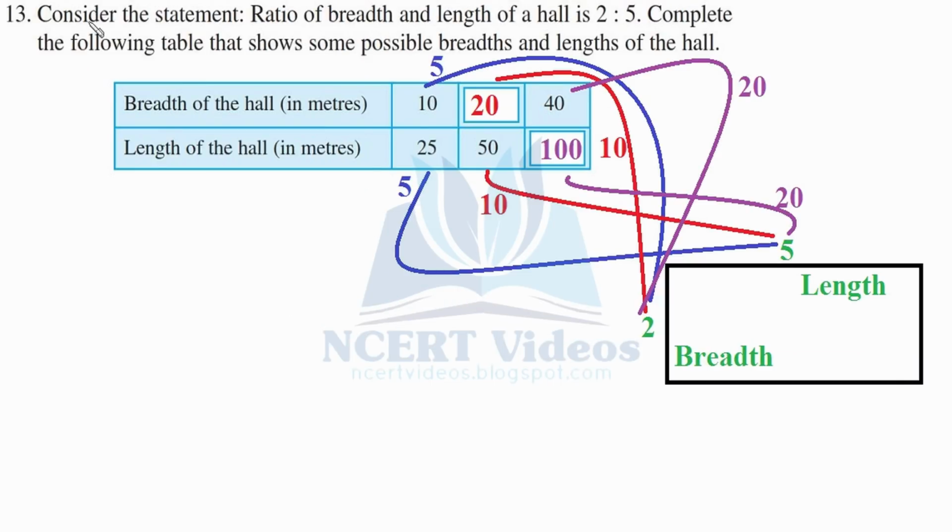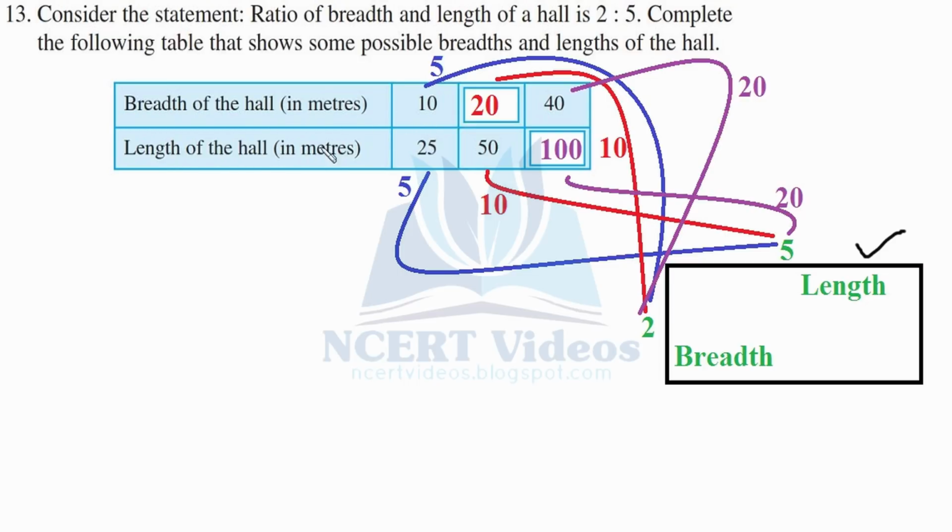13. Consider the following statement. Ratio of breadth and length of a hall is 2 is to 5. So this is your rectangular hall and the ratio is 2 is to 5 of breadth to length. Now complete the following table that shows some possible breadths and lengths of the hall. The breadths and lengths are given in meters, the units are the same, so we can operate on it.